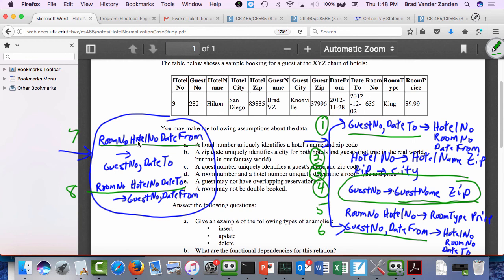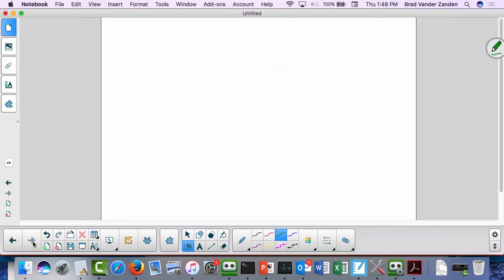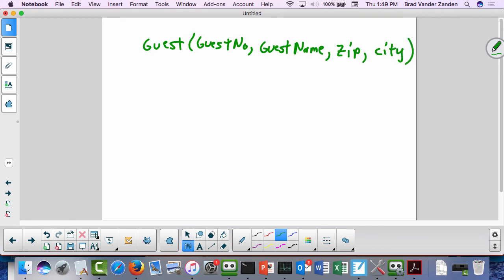I didn't actually make that clear previously. So in this case, what other attributes are going to have to come with guest name and zip code? Guest city. So in fact, when we go to second normal form, we're going to have a new relation, guest, which is going to have guest number, guest name, the zip, and because there's a transitive dependency of city on zip, the city has to come as well.